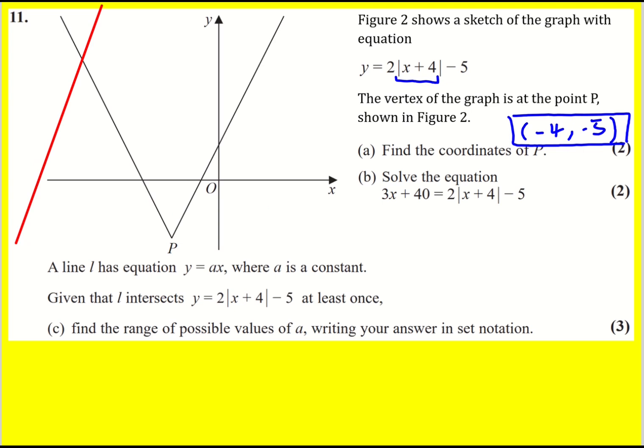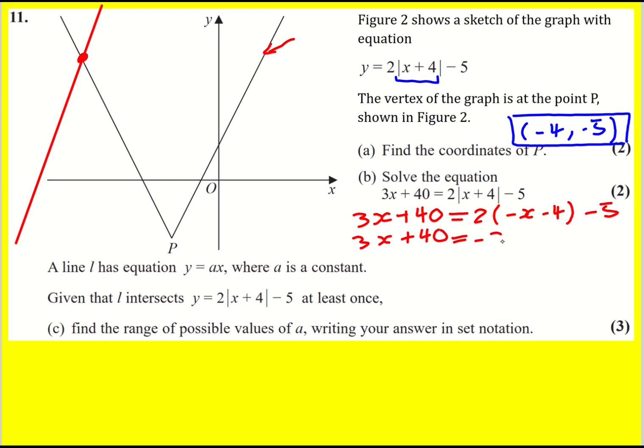What we can see is it's not actually going to intersect with this part of the modulus curve because of the steeper gradient. It's definitely going to intersect the negative part. And so all we have to do is do 3x plus 40 equals, and then kick in the modulus part. It's going to be 2 times minus x minus 4, then minus 5.